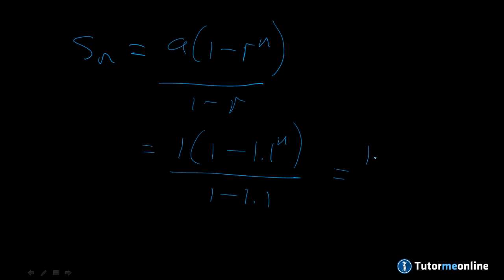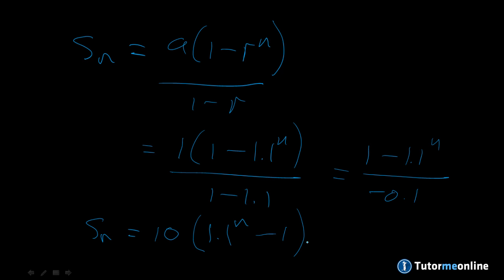And if we simplify this, we have 1 minus 1.1 to the power of n, divided by minus 0.1. And thus we can say that Sn is equal to 10, because 1 over 0.1 is equal to 10, and we have a sign change here, so that will be 1.1 to the power of n minus 1, because this sign change will change the signs of both terms in the numerator on the right side of the equation.